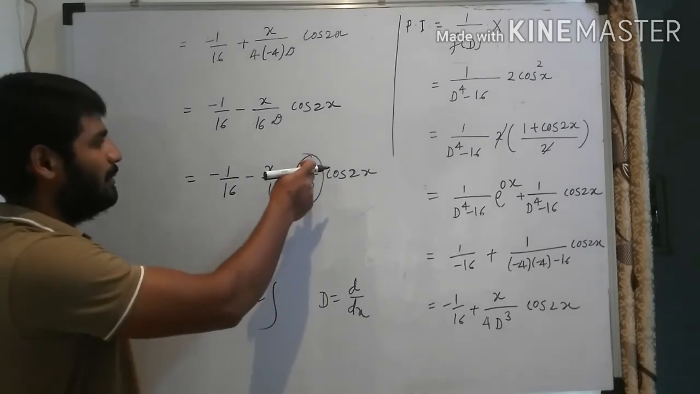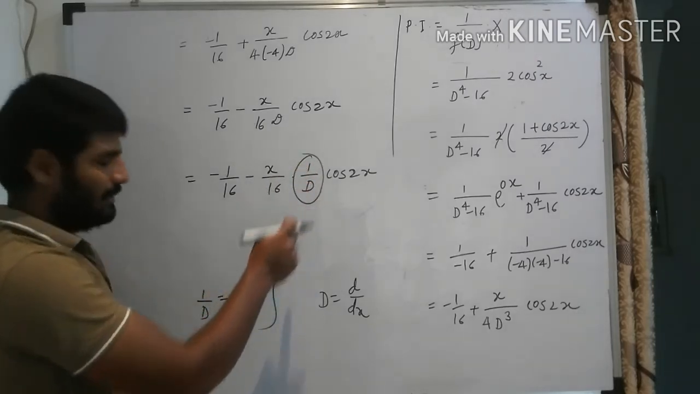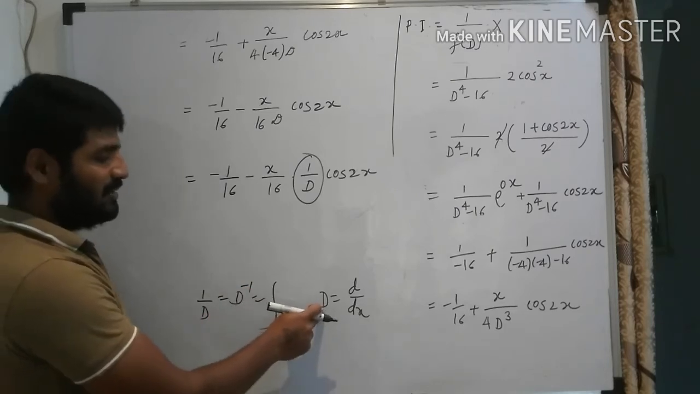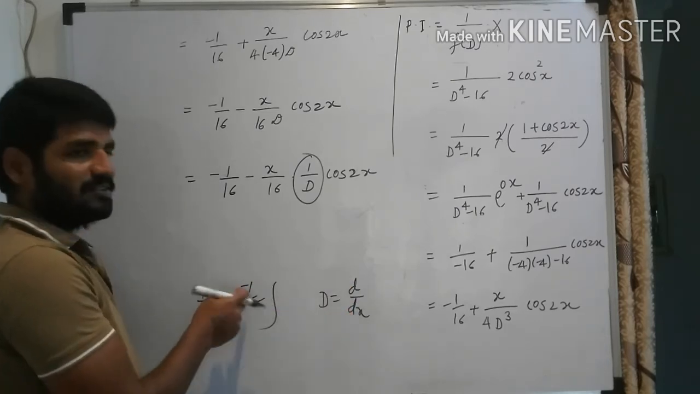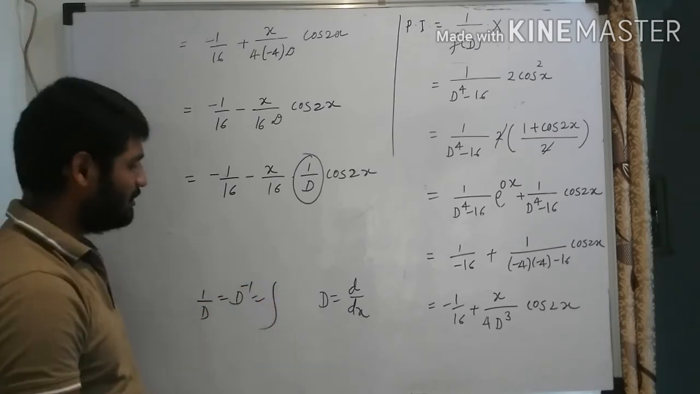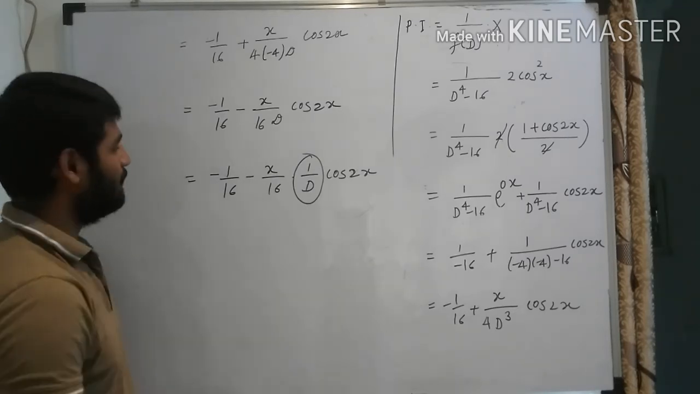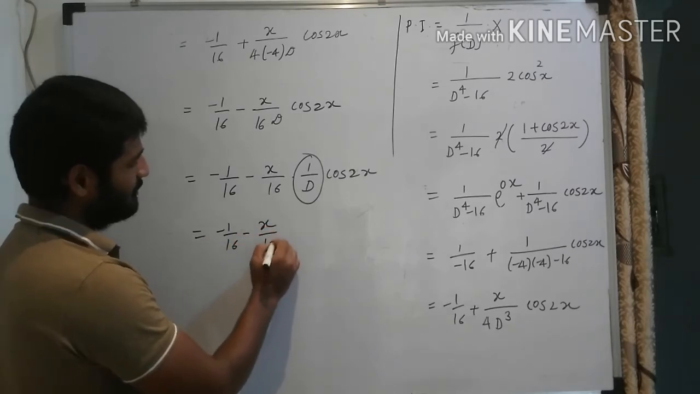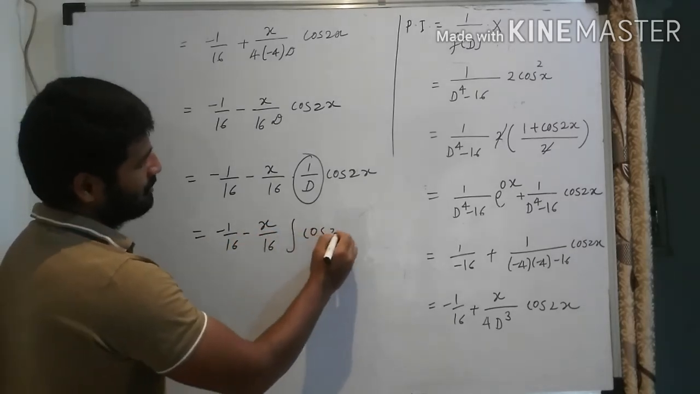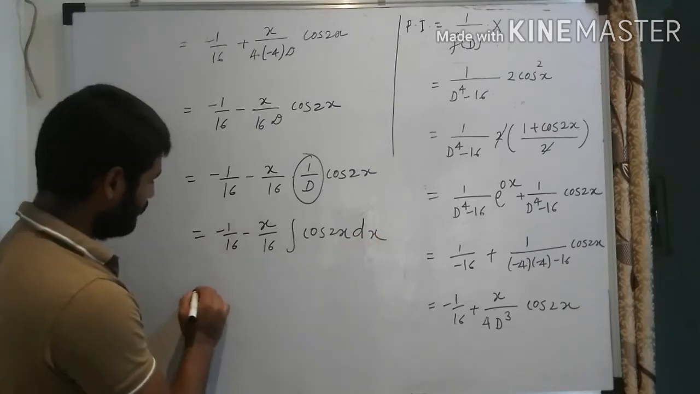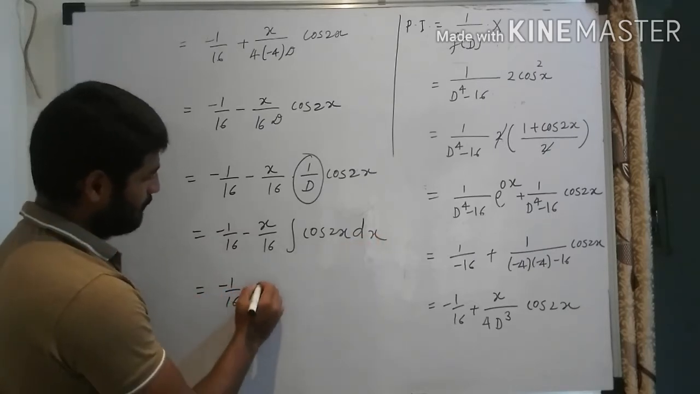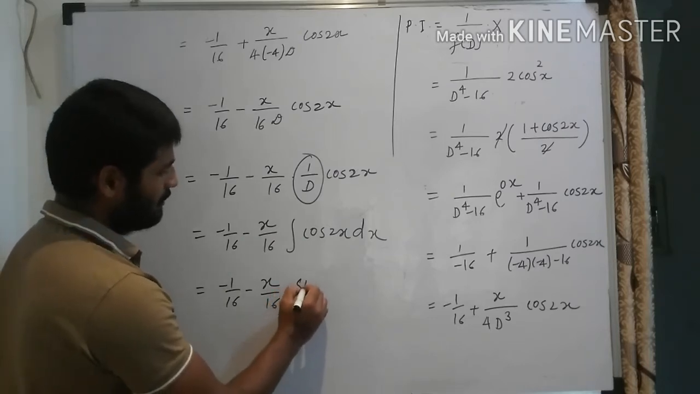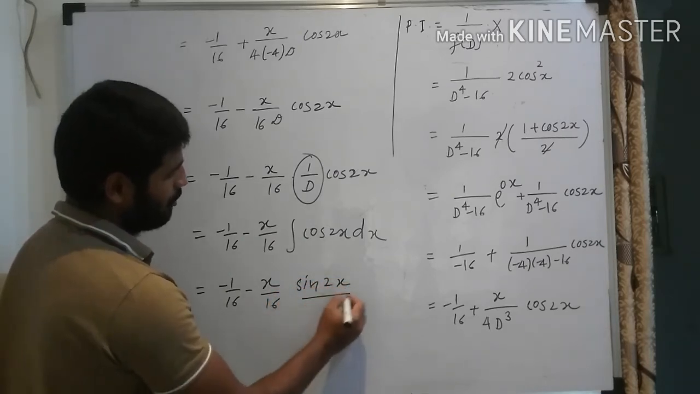So what is the meaning of 1 upon d? That is nothing but d inverse, and d inverse is nothing but integral. Why integral? Because d is nothing but derivative. d inverse means inverse of derivative, and inverse of derivative is nothing but integral. You know all the things. So this can be written as minus 1 upon 16 minus x upon 16 integral of cos 2x dx. So again minus 1 upon 16 minus x upon 16, and integral of cos 2x is sin 2x upon 2.